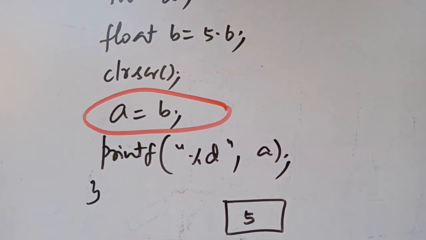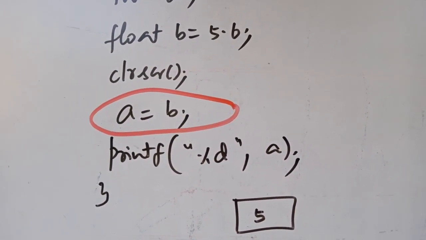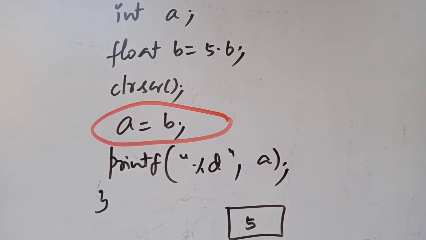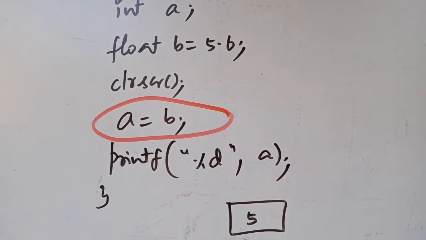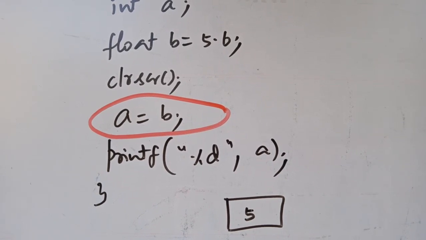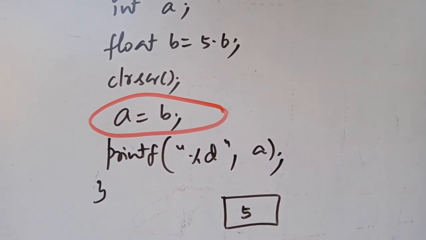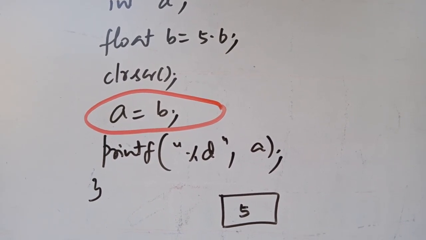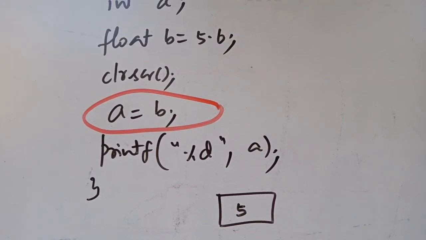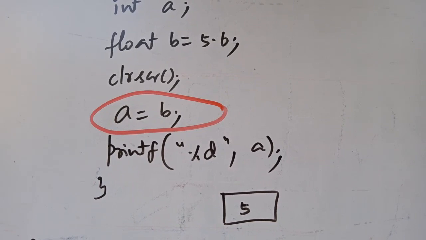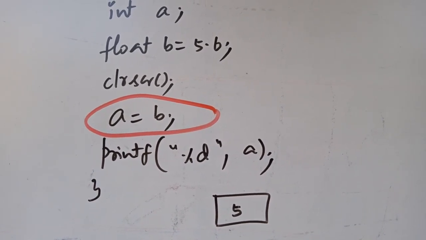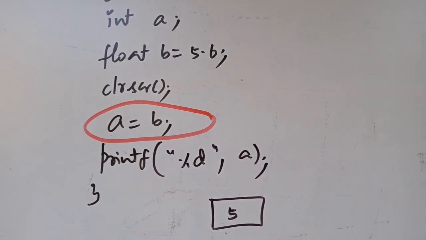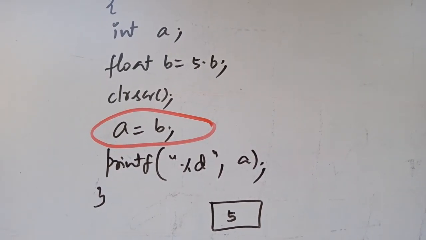A is equal to B. B is 5.6, which is assigned to A, and A is declared as integer. And this is important here. The value of A is 5 only, because the drawback of type conversion by assignment is the truncation of fractional parts. So we always prefer type conversion through cast operator, and you call it typecasting.